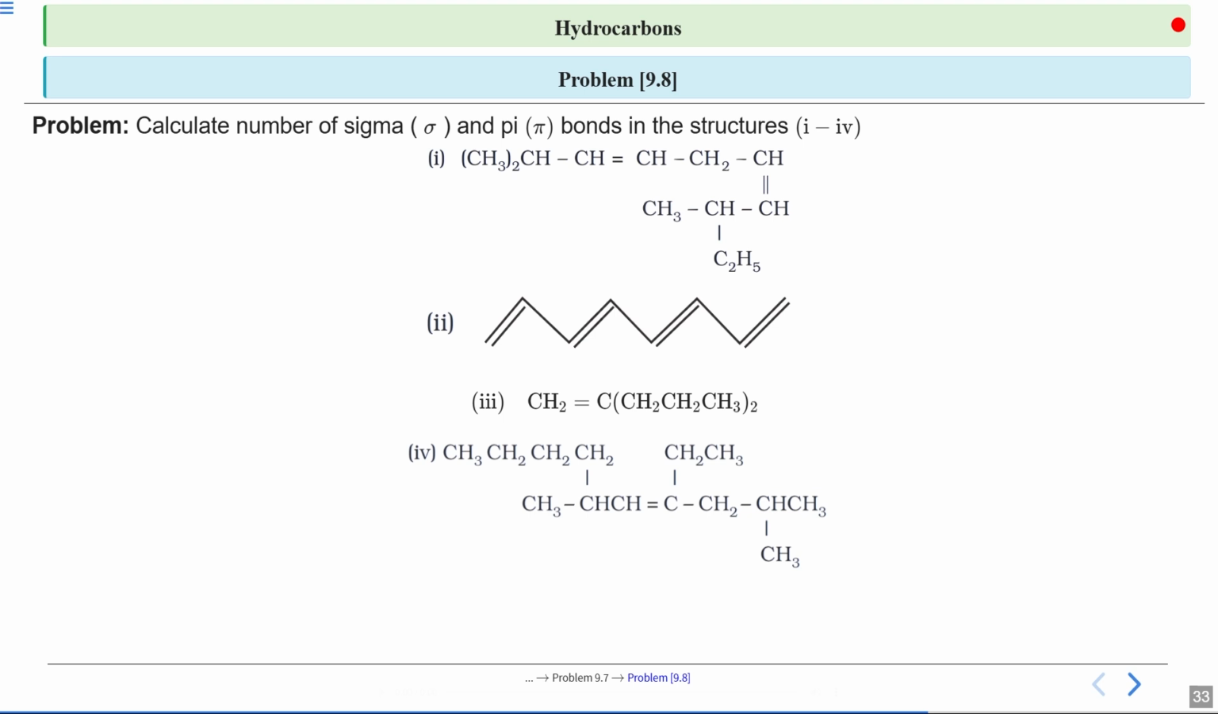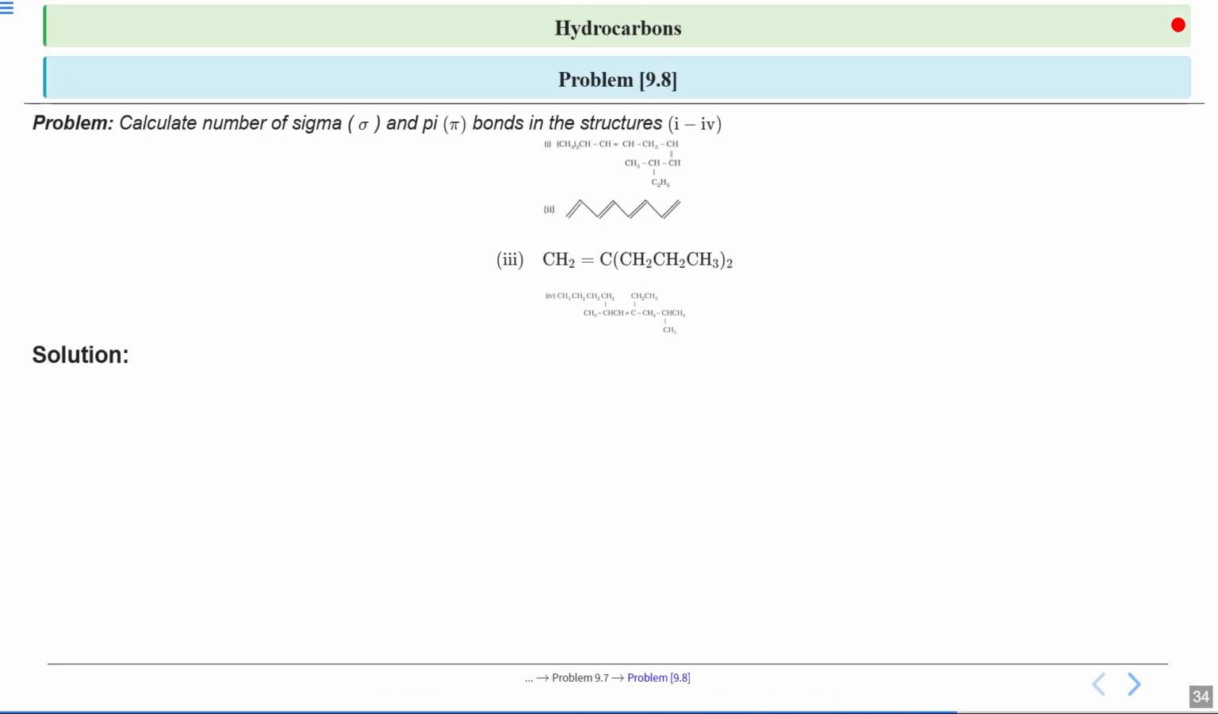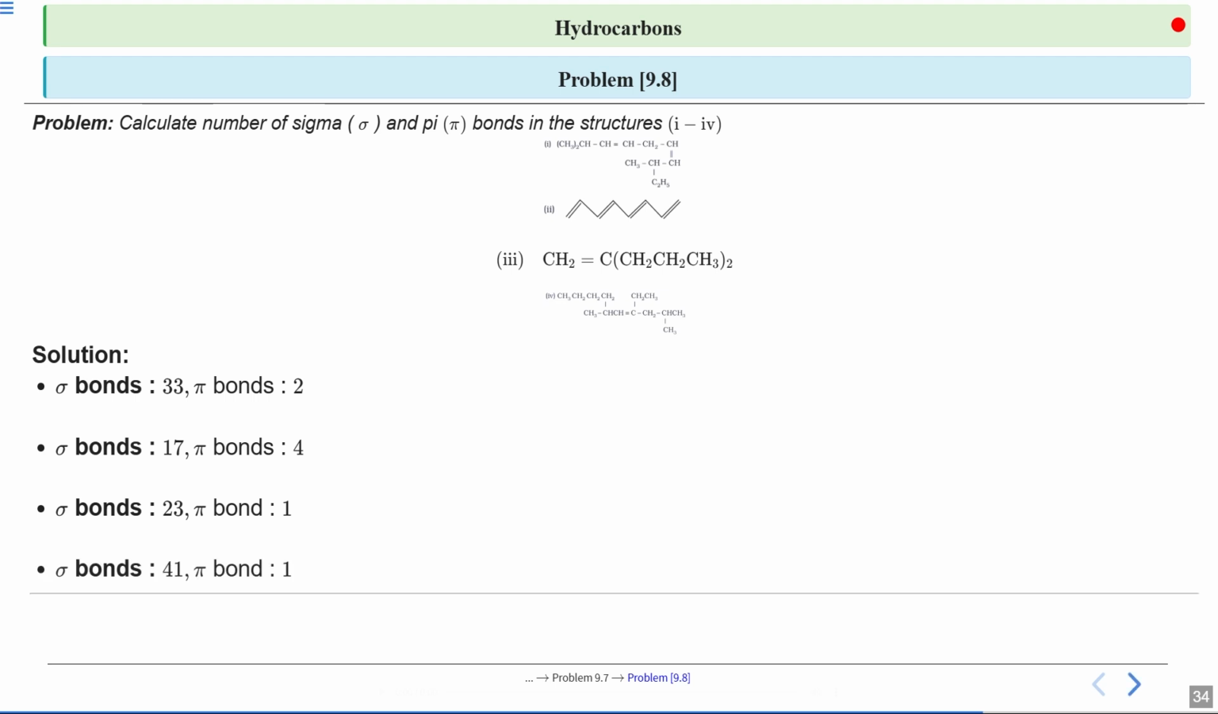Now, next question. You have to just count the number of sigma and pi bonds present in the structures 1 to 4. How will you do it? The number of sigma bonds is 33 and pi bonds is 2. Then in the second compound, the number of sigma bonds is 17 and the number of pi bonds is 4. You can directly look in the image. Then next, the sigma bond count is 23 and pi bond count is 1. And lastly, the pi bond count is 1 and sigma bond count is 41.